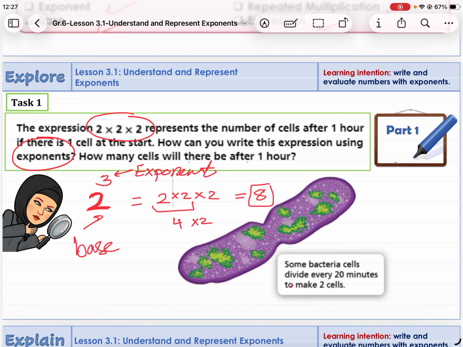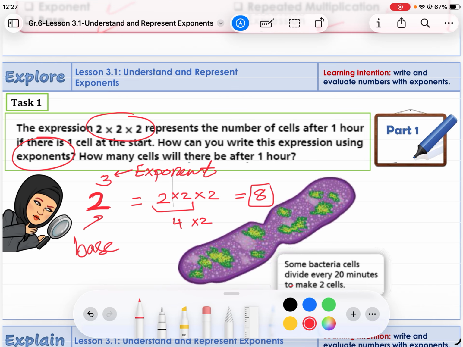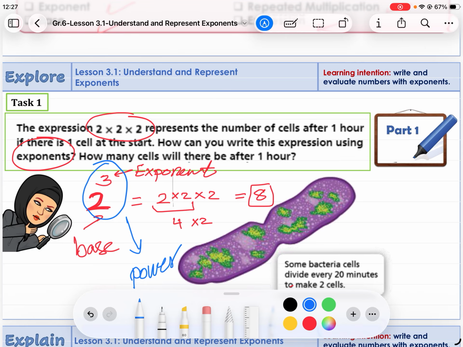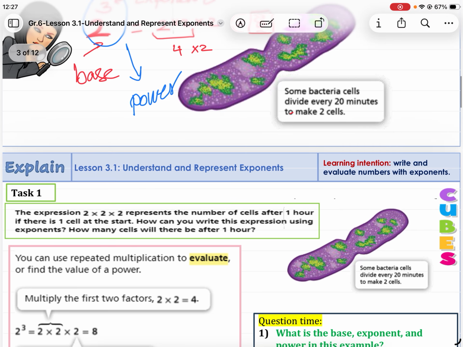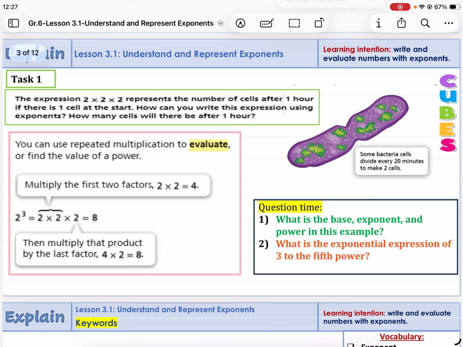And I forgot to tell you one thing: base and exponent together, we call them a power. So the base is the number that is multiplied by itself. The exponent is how many times you multiply the base by itself, and the power is both base and exponent together. Okay, so let's move on to more examples.